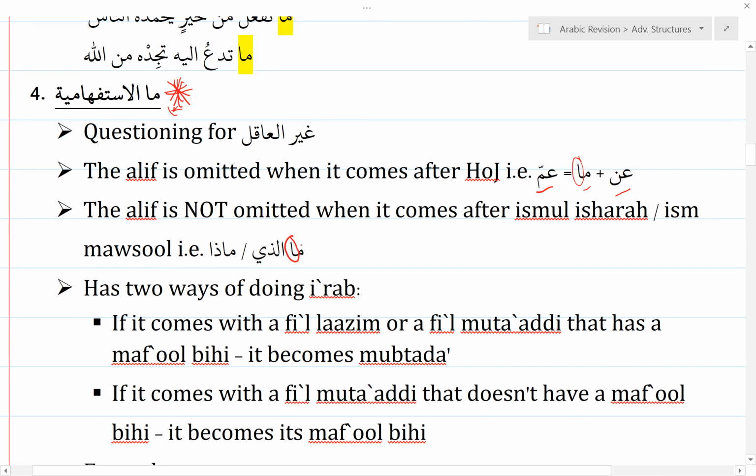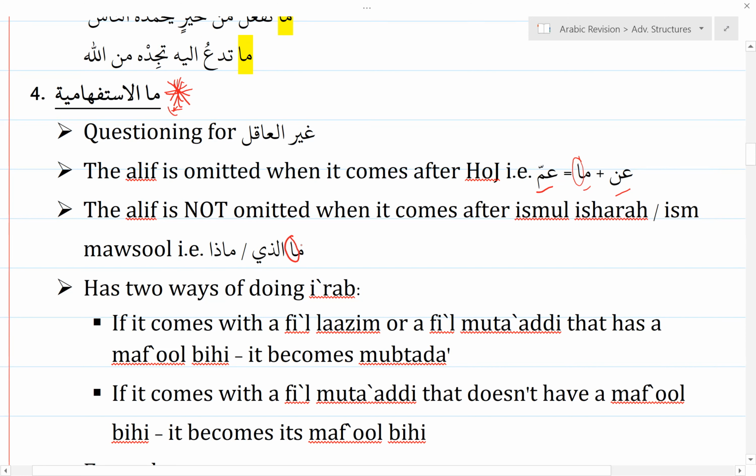Or ما هذا الكتاب. What is this book? Again, this is just an اسم الإشارة and the المشار إليه, so this is جملة اسمية. No problem there. And we know that ما can question both جملة اسمية and جملة فعلية. We said it can come with اسم الإشارة.